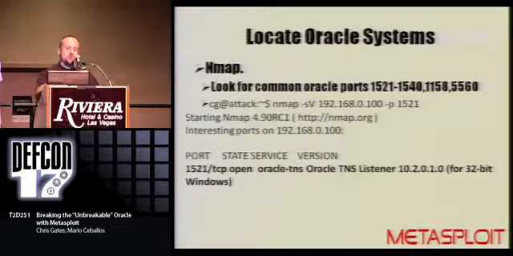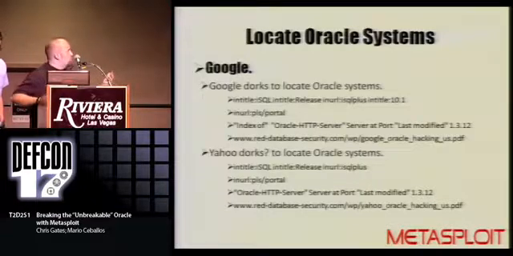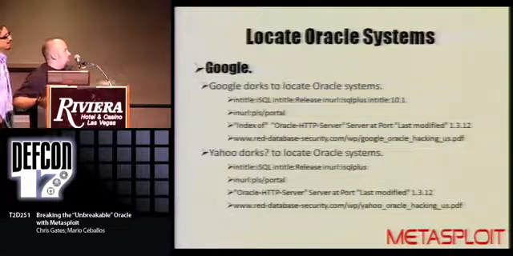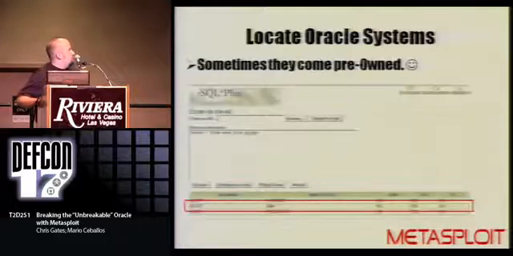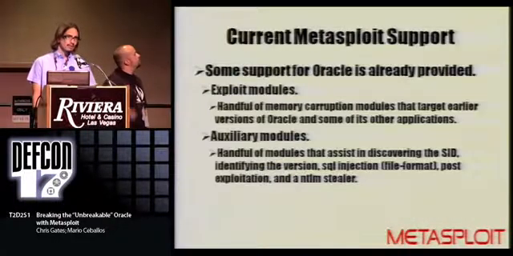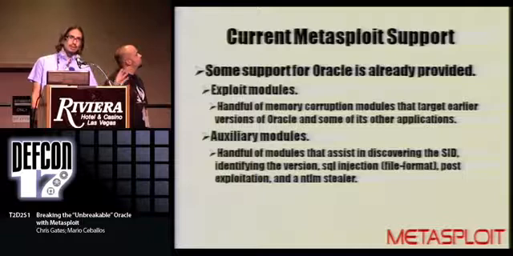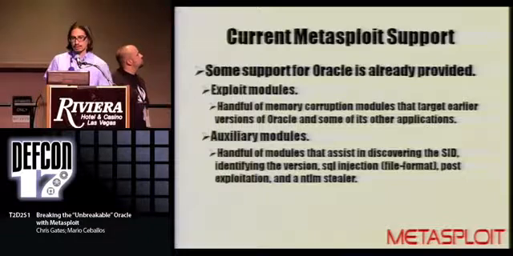And you can also look for other common Oracle ports. So 1158, your Enterprise Manager Console, your 5560, your SQL Plus web portal. Plenty of Google Dorks if you want to locate Oracle systems. The Red Database Security guy wrote some really good white papers on using those. And sometimes they come pre-owned. A couple of TNS listener version, or TNS listener process overflows in different pieces.